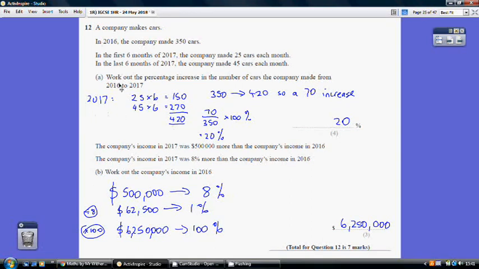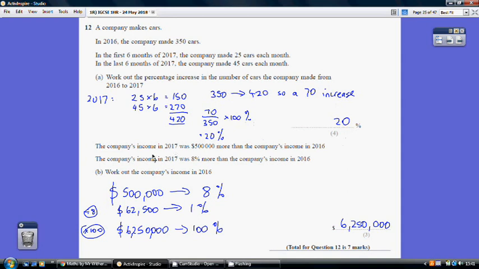So what's the percentage increase? Well, to work out the percentage increase, you divide the increase by the original and multiply by 100. The increase going from 350 to 420 is 70. So you take your 70, divide this by the original number of cars, the 350, and to turn it into a percentage you multiply this by 100, which gives us 20%.